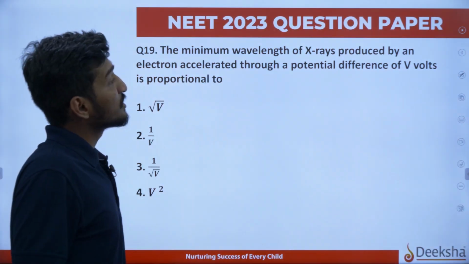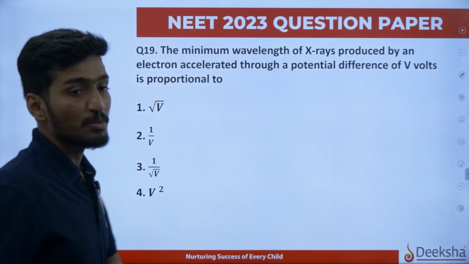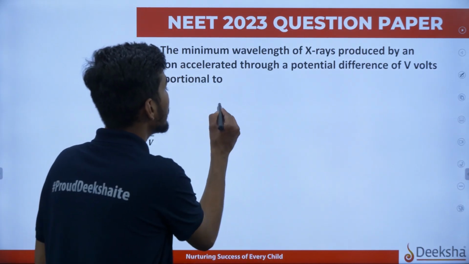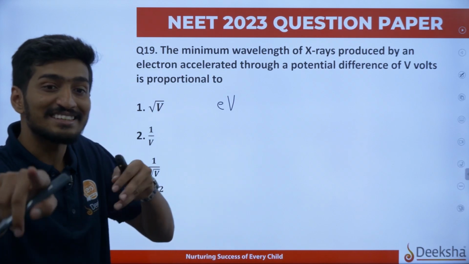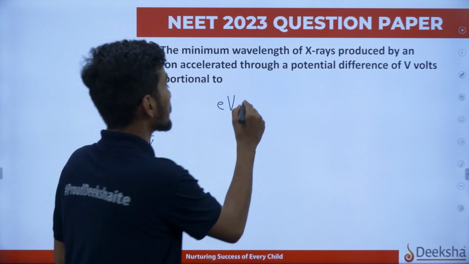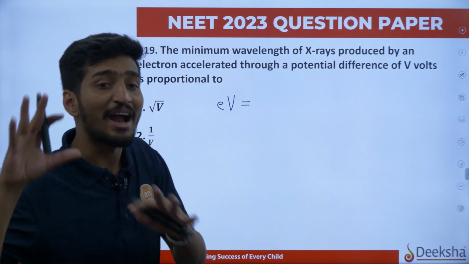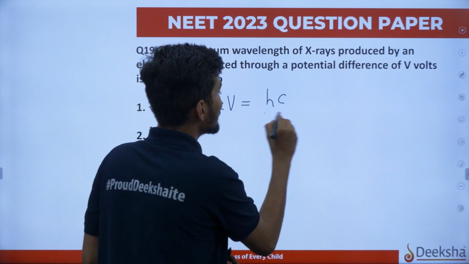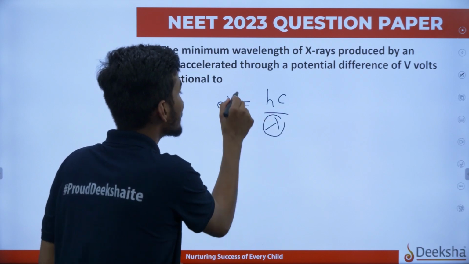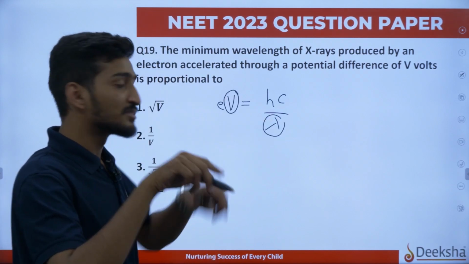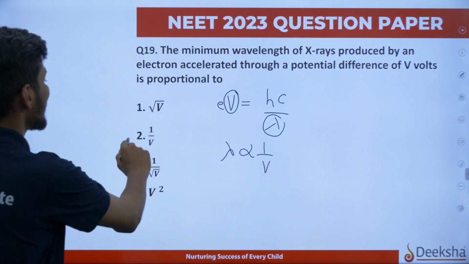Let's go. Minimum wavelength of X-rays produced by an electron accelerated through the potential difference V is proportional to? Now, eV is the energy that is given to an electron when it's accelerated by V potential. And the wavelength corresponding to that kind of energy is given by hc by lambda, right? So you see wavelength is inversely proportional to V. That's your answer.